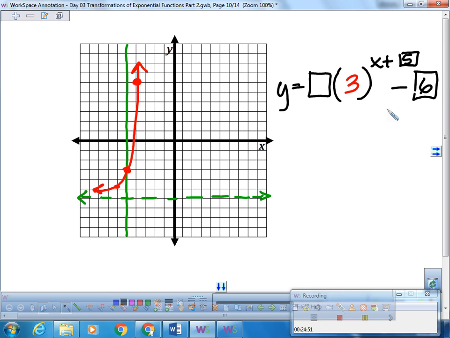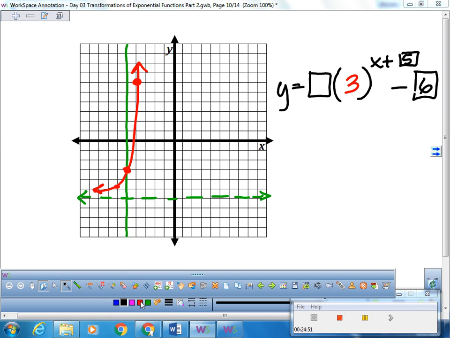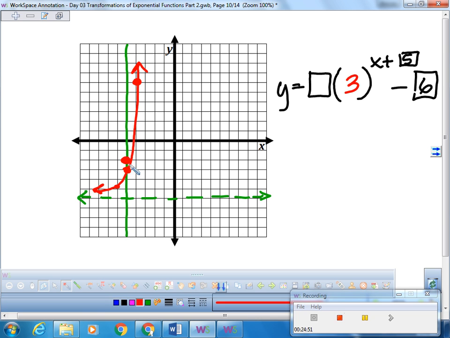So my stretch, let's double check. I think I did this one wrong. I meant to go up 4. 1, 2, 3, 4. Right? So when I go over 1, instead of going up 3, it should be up 12. Over 1, 1, 2, 3, 4, 5, 6, 7, 8, 9, 10, 11, 12. So this is, in fact, 4. My stretch is 4. Sorry, I had to do that one off the top of my head.